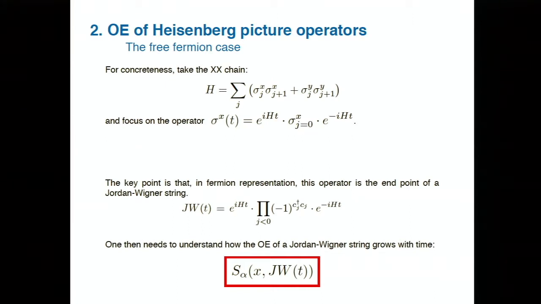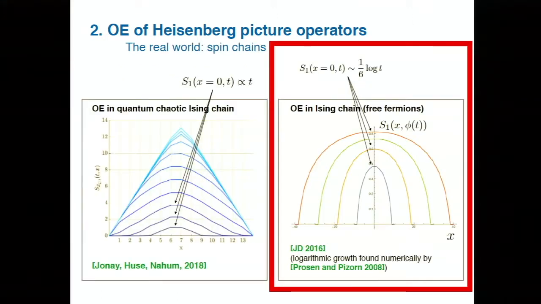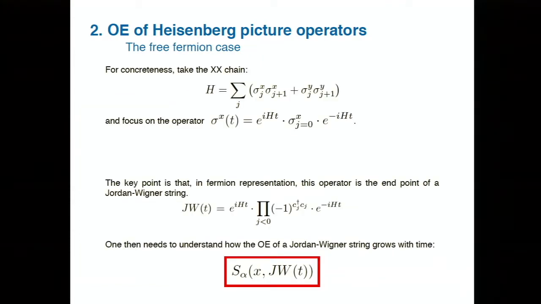And now let me explain what we have to do instead to get at least the result for the free fermion case. So now in the last few minutes, I'm just going to focus on the free fermion case. For concreteness, I take the XX chain, and I'm going to focus on the operator sigma x at position 0 at time 0, which I evolve in time. Now, the key point to understand what's going on is that sigma x is the endpoint of a Jordan-Wigner string in fermion representation.